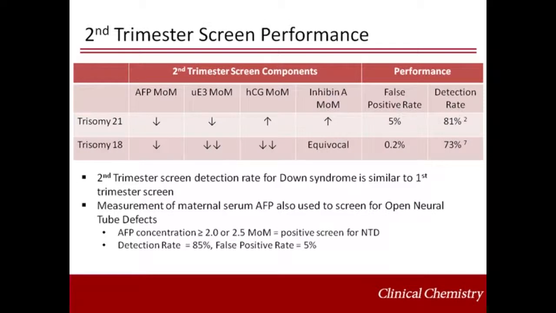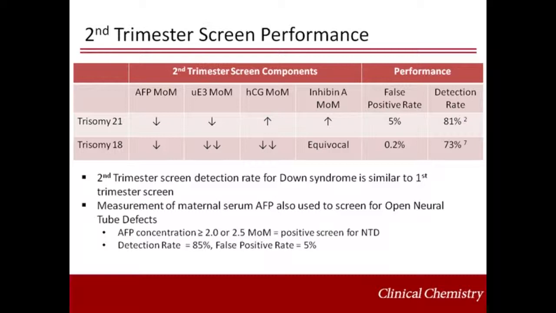As you can see in this table, the detection rate for Down syndrome in the second trimester quad screen is similar to the first trimester combined screen at the same false positive detection rate. As for detection of trisomy 18 affected pregnancies, the two cannot be directly compared as their false positive rates differ, and the quad screen does not detect trisomy 13 affected pregnancies.